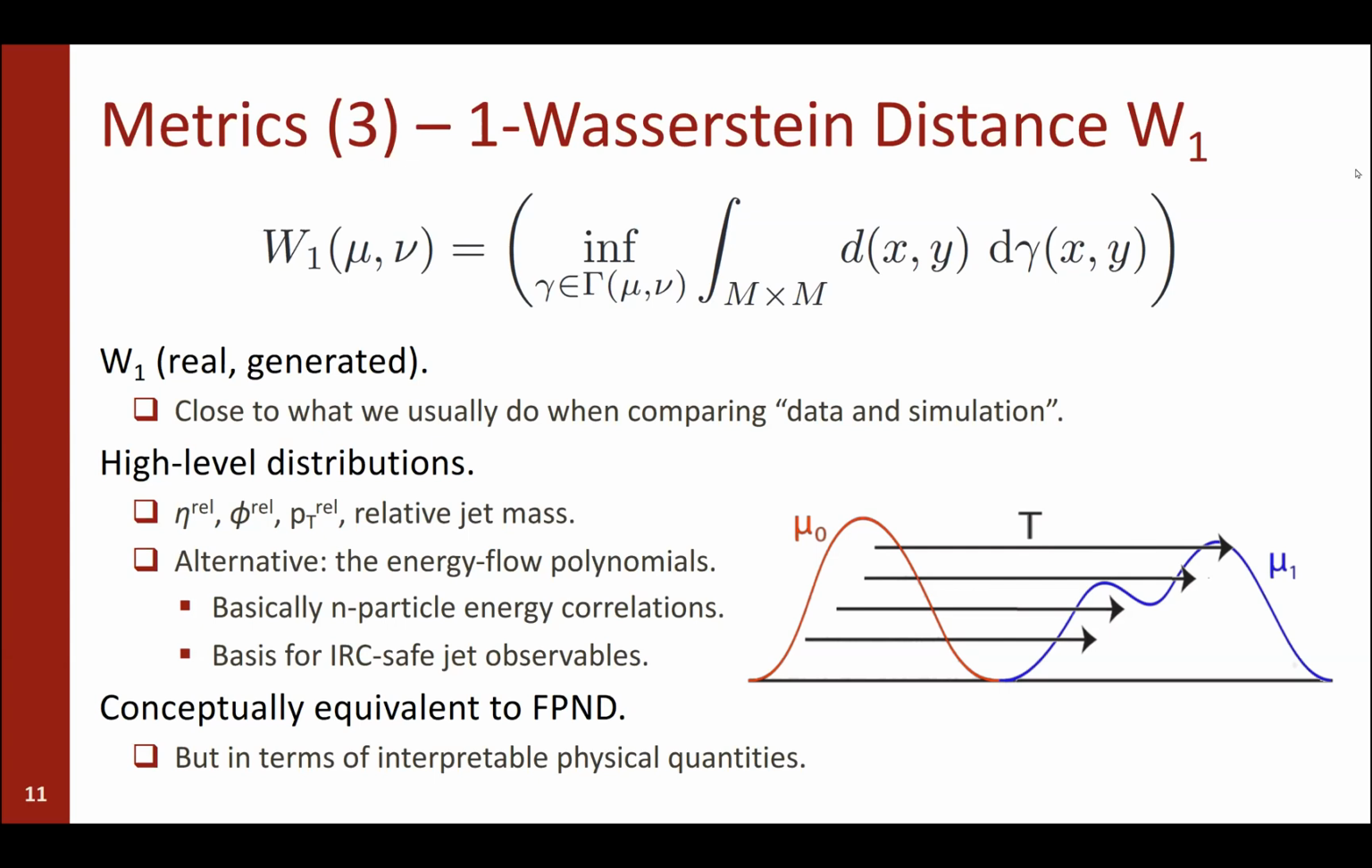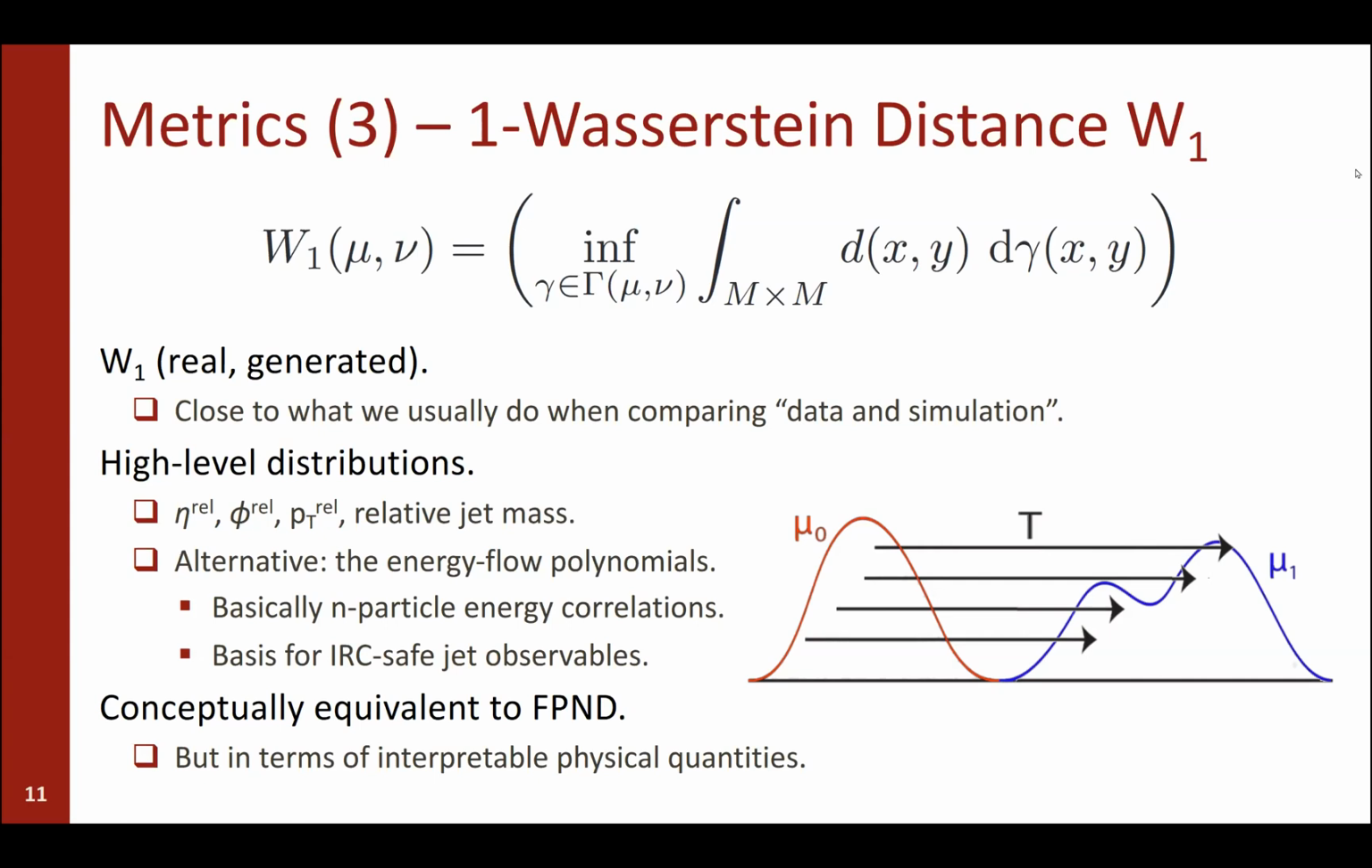So the alternative, as was even discussed by Savannah previously, is the energy flow polynomials, because they are like particle energy correlations. And it can be shown that they are a basis for infrared and collinear safe jet observables. One thing that I want to draw your attention to here is that this is conceptually equivalent to the Frechet ParticleNet distance, because both are in high-level features, while the computer vision things, the MMD and coverage, focus more on the low level. But the key thing is that the Wasserstein is things that we know, right? It's the relative eta, relative phi, so it's things that are interpretable.